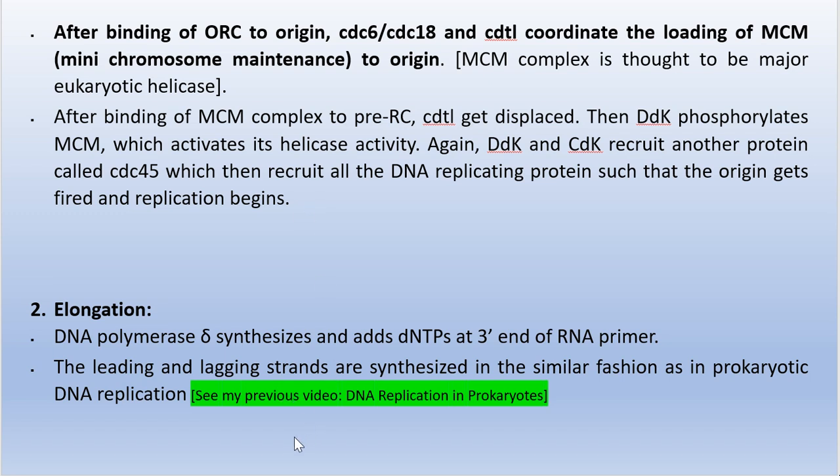In the elongation process, DNA polymerase synthesizes and adds dNTPs at the 3' end of the RNA primer. The leading and lagging strands are synthesized in a similar fashion as in prokaryotic DNA replication, and for this you can watch my previous video where I discussed leading and lagging strand formation in prokaryotic DNA replication. So it is similar for eukaryotic replication also.